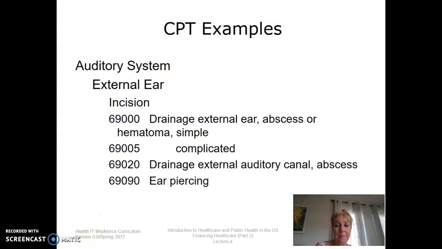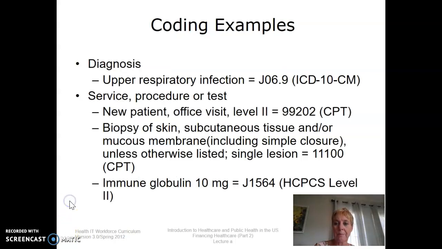CPT examples. Sorry, I had to take a break. Here's a CPT example. You get the auditory system. You got the external ear here. If they have to drain the external ear because you had an abscess or a hematoma, the code is 69000. That's what the doctor's going to bill to drain that abscess or hematoma. If it gets complicated, then it's 69005. If they have to drain the external auditory canal with an abscess, then it's 69020. And if they pierce your ears, it's 69090. So those are just an example of codes that they use.